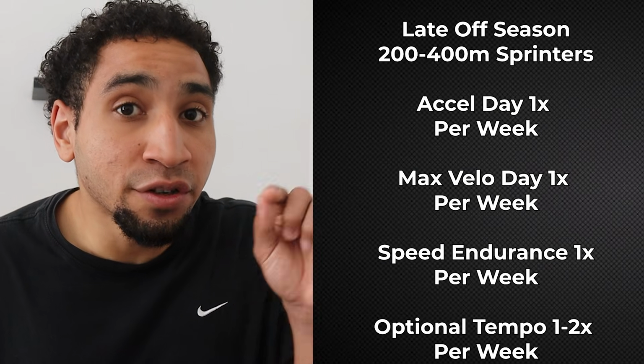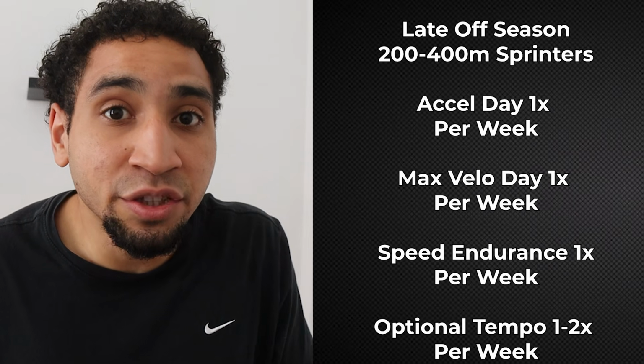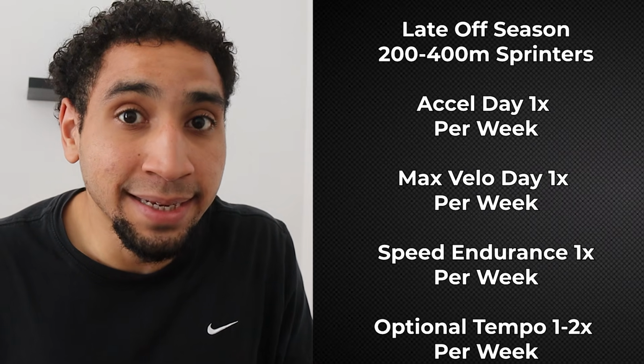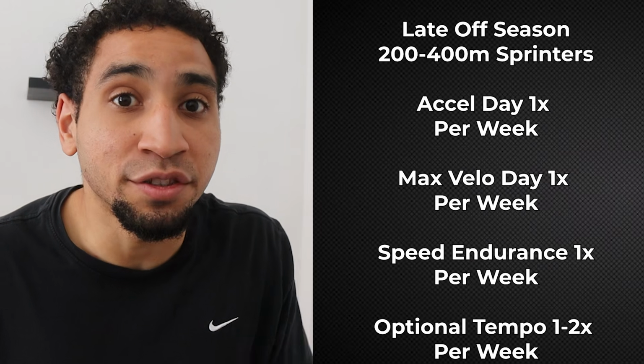If you're a 200 to 400 meter sprinter and you're in your late off season, this is how I would change it. Acceleration 1 time per week, max velocity 1 time per week, speed endurance 1 time per week, and an optional tempo sprint 1 to 2 times per week.